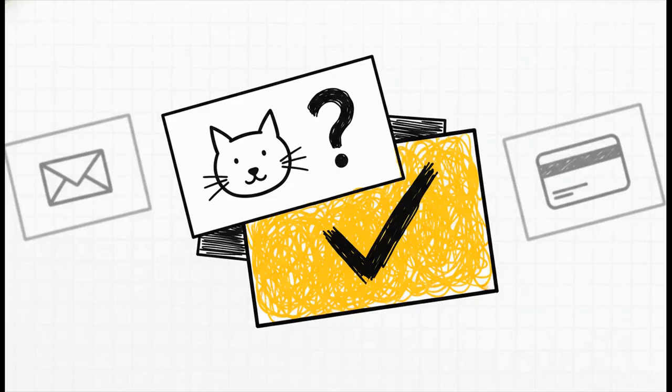Seriously, this is the best way to think about it. It's like we're giving the AI a gigantic stack of flashcards. On one side, there's a question, like an email or a photo, and on the back, the correct answer is already written down. This is spam, this is not spam, this is a picture of a cat.